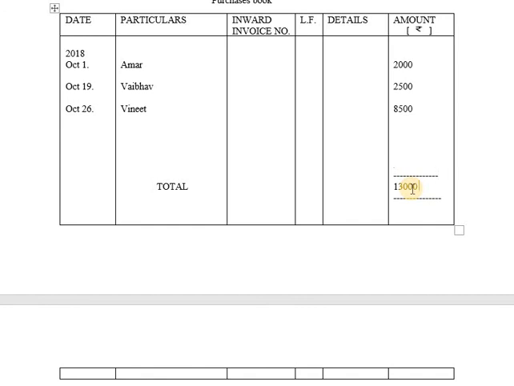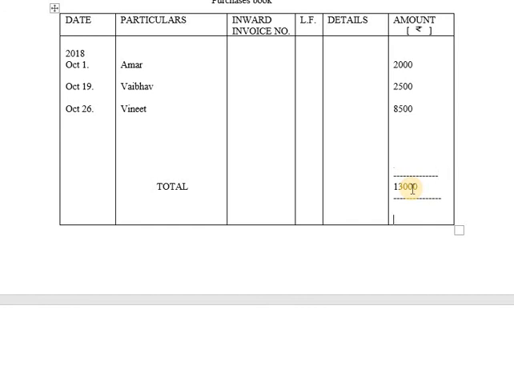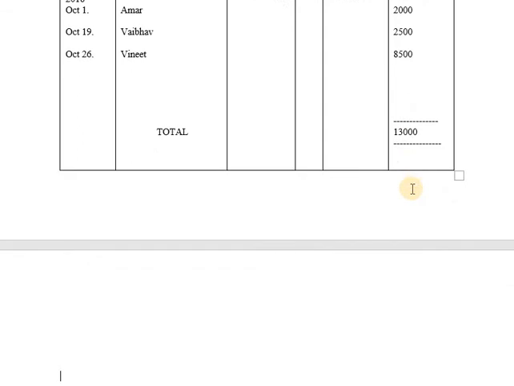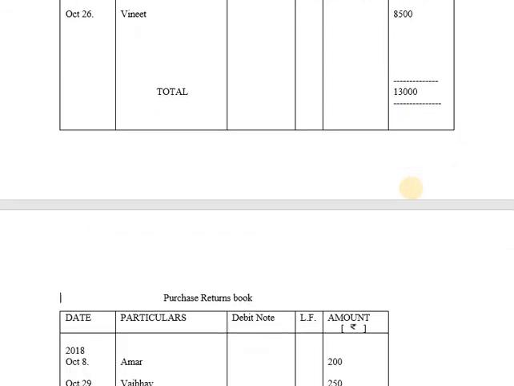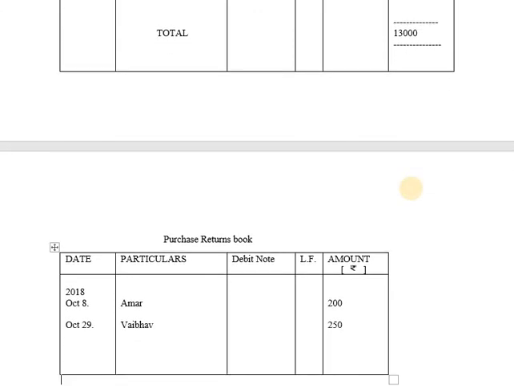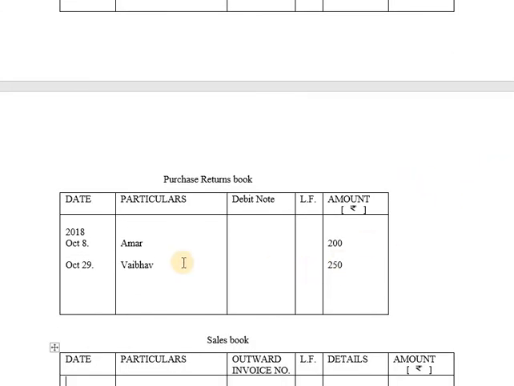Next, after doing the total for purchases book, now we will be doing the total for purchase returns book. So the total for purchase returns book is 200 plus 250, it is 450. So here the total will be recorded as 450.